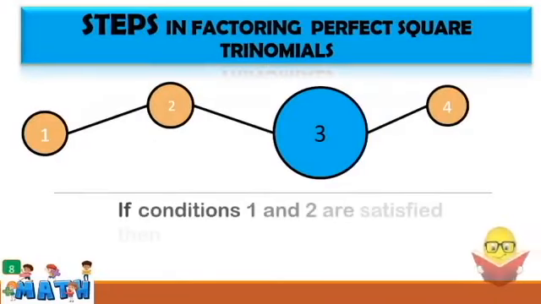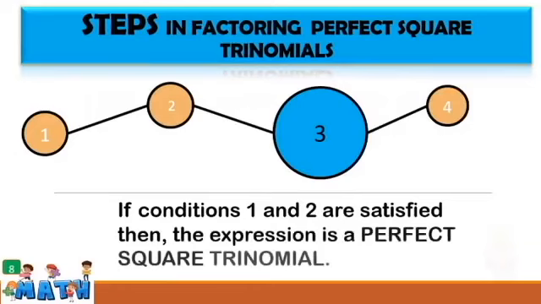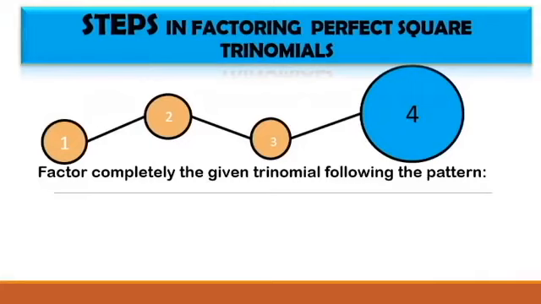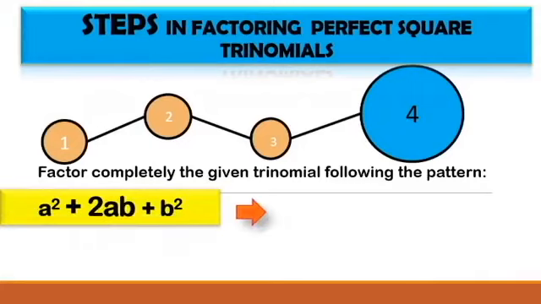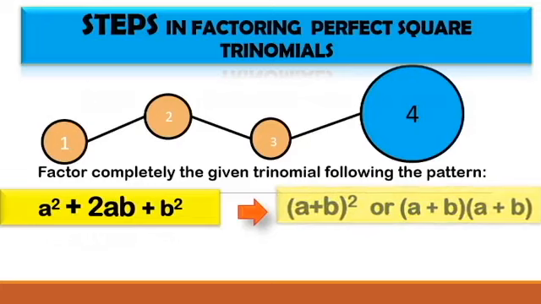Step number 3, if conditions 1 and 2 are satisfied, then the expression is a perfect square trinomial. And step number 4, factor completely the given trinomial following the pattern. Number 1, if you have a squared plus 2ab plus b squared, then you can factor it as the quantity a plus b squared or a plus b times a plus b.